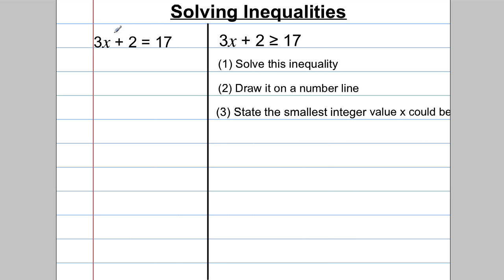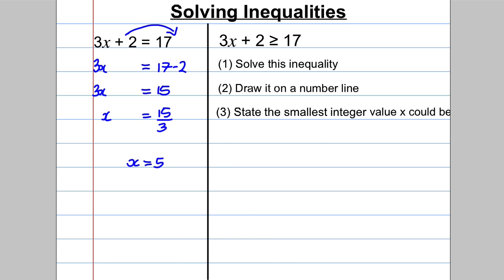If we solve this equation, we'd subtract 2 off both sides, or bring the -2 there. So 3x would equal 17 subtract 2. 3x would equal 15 then, and we divide by 3. X would equal 15 divided by 3. X would equal 5.